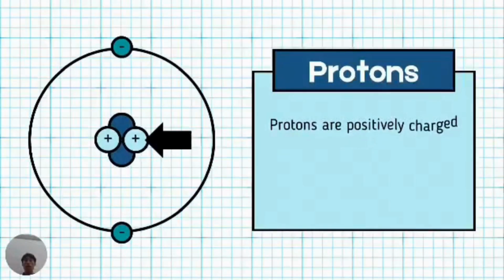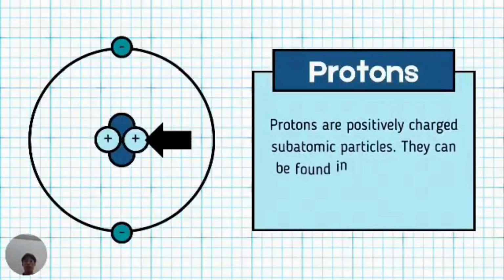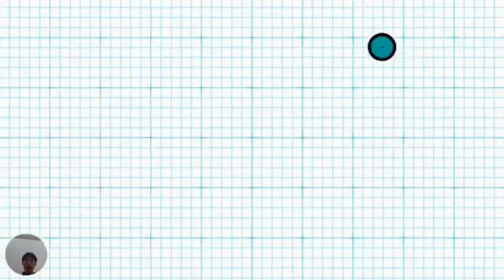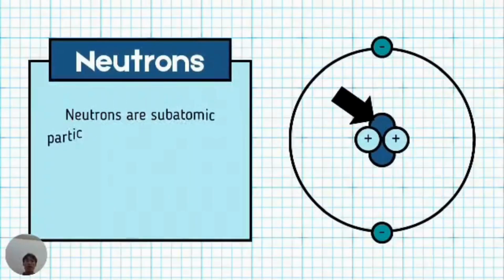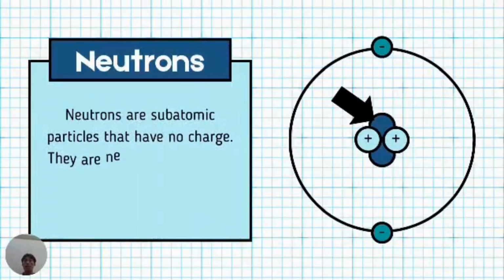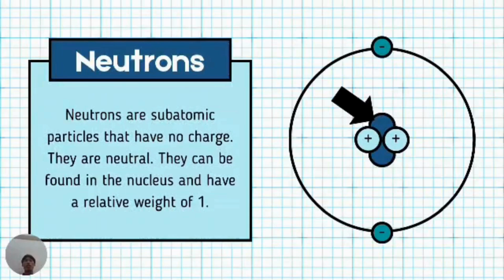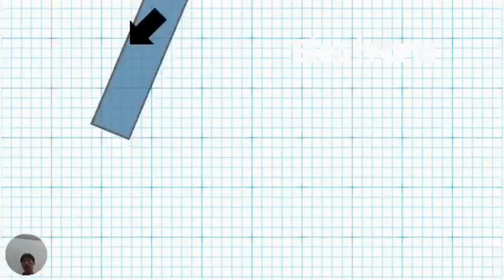How about protons? A proton is a positively charged subatomic particle. They can be found in the nucleus and have a relative weight of 1. And neutrons have a neutral charge. It means they have no charge, and they can be found in the nucleus. They also have a relative weight of 1.